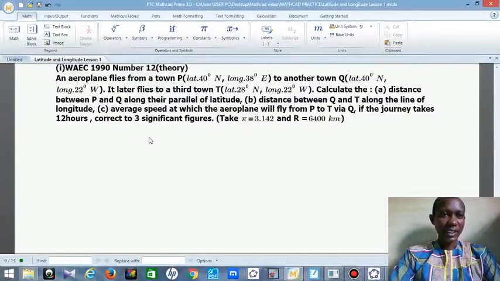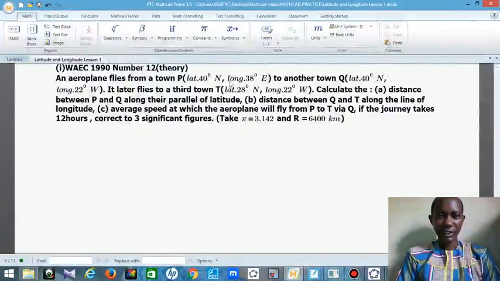The question says an aeroplane flies from a town P. The latitude is 40 degrees north and the longitude is 38 degrees east. Then it flew to another town Q, latitude 40 degrees north and longitude 22 degrees west. Then it later flies to a third town T, latitude 28 degrees north and longitude 22 degrees west.